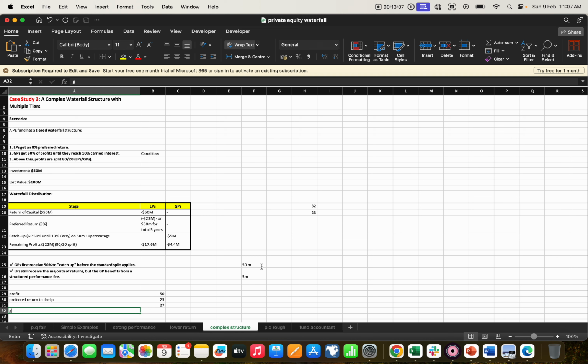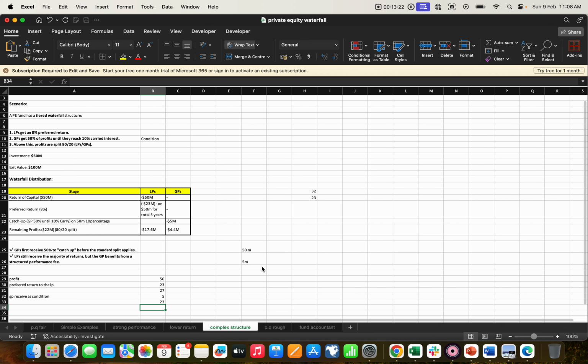So I write here: GP receives, as per condition, 5 million. So now how much amount is left? 23 million is left. So this 23 million is again distributed between the LP and GP in the ratio of 80:20. So if you calculate 23 at 80%, it is 17.6 and 4.4. So this is how the example works.